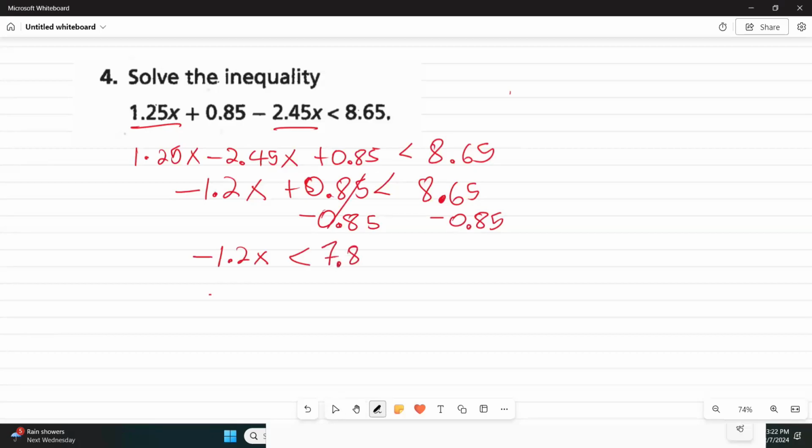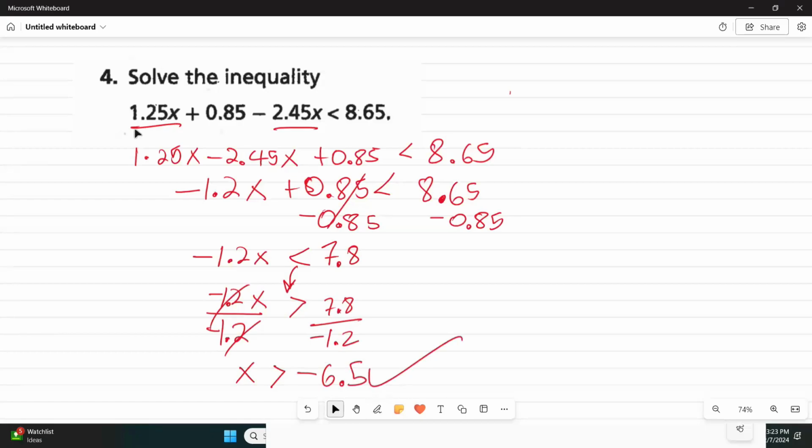Now, at this moment, we are about to divide by negative 1.2. Because we're going to divide by a negative number, our sign will flip. So as you can see, that sign will now flip from less than to greater than, dividing by 1.2. So x is going to equal negative 6.5. So x is greater than negative 6.5. And that is our answer for that one.